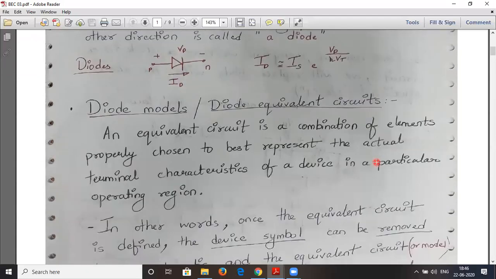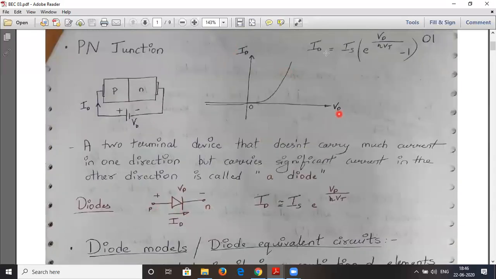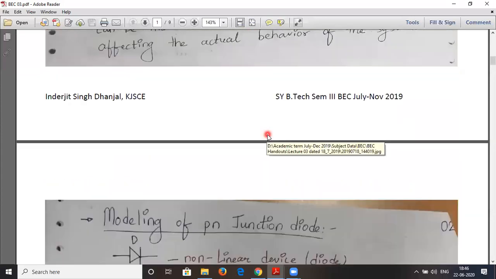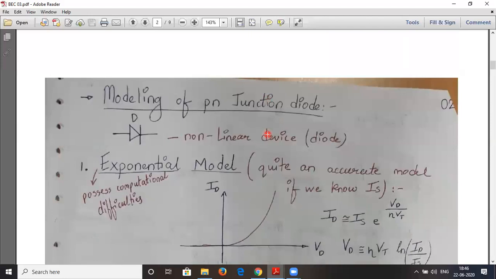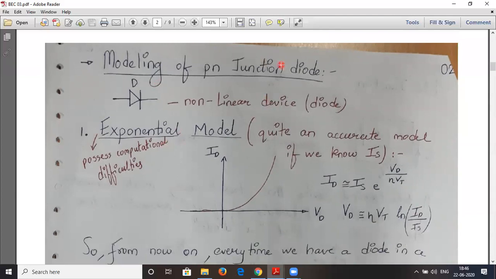Okay, so we will see diode models now. Basically, they are the diode equivalent circuits which will best represent the actual terminal characteristics. Whichever diode model will closely represent this circuit will be the better one. So let us see the first diode model. The reason we require modeling of the PN junction diode is that this diode is a non-linear device. If we study this non-linear device, we have to solve non-linear equations whose solutions are not easily found.